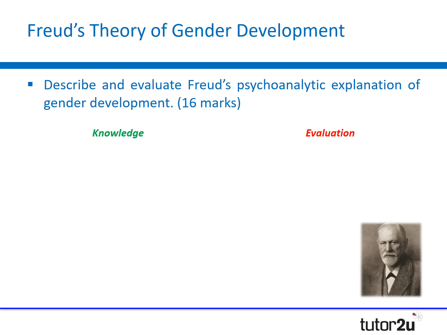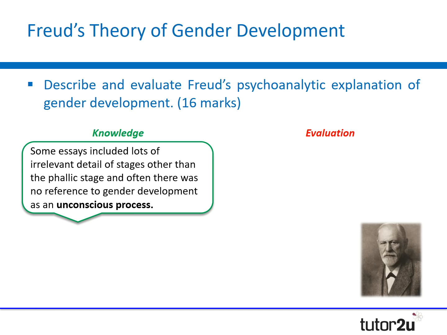And in terms of this question, again, if we look at separately the knowledge and evaluation, the examiner said that some essays included lots of irrelevant details about the psychosexual stages of development, other than the phallic stage. And on top of that, there was often no reference to unconscious processes. Now, I think this is actually quite a hard essay to write because there's so much information surrounding Freud, and therefore it's really important that you get your students to become selective in terms of picking out the information that's really, really important in the question.